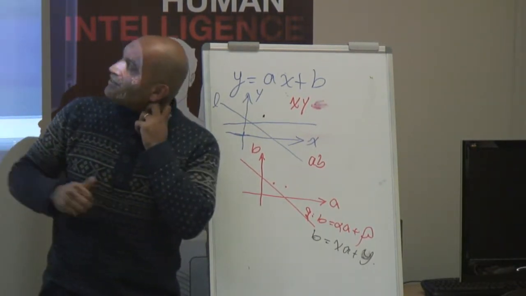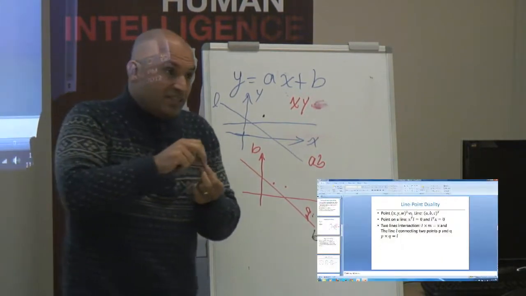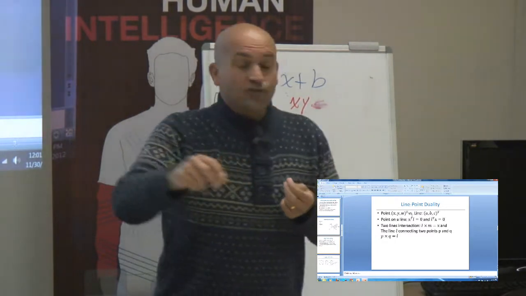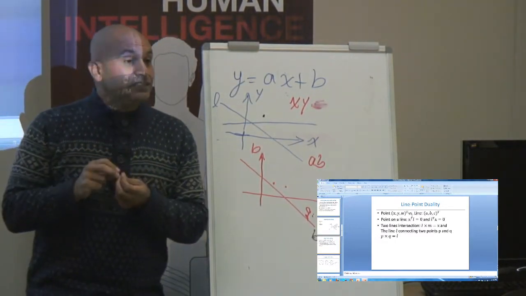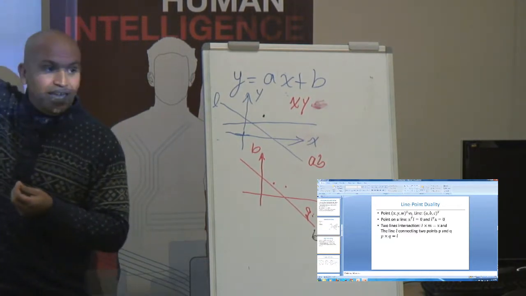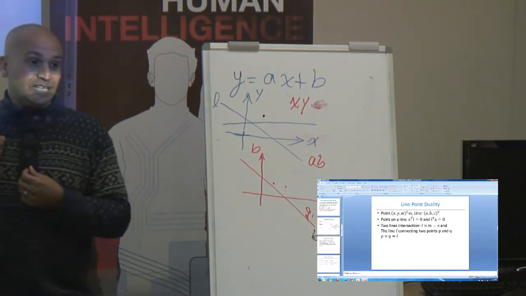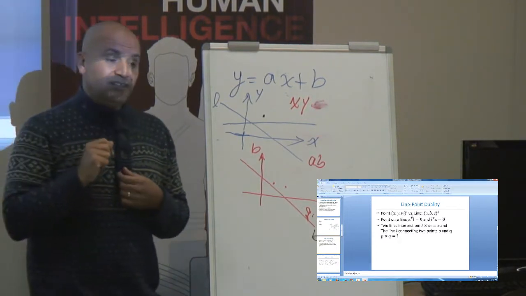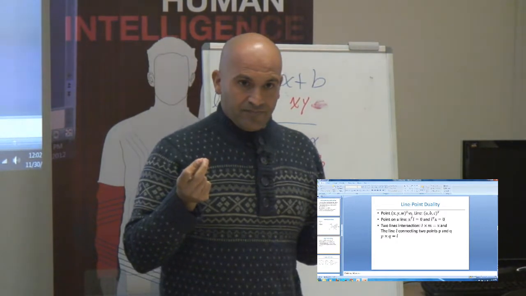Now, from the duality, if we take a point X on the line L, which means X transpose L equals 0, it is exactly the same. We can write it as L transpose X equal to 0, because we could perceive X as the line and L as the point, which is exactly the same.